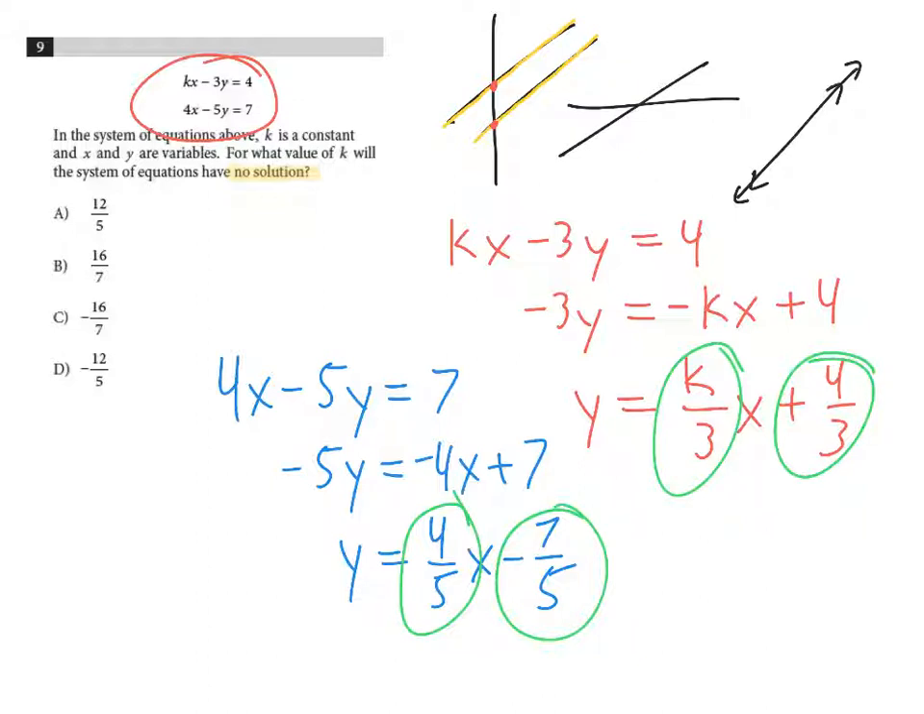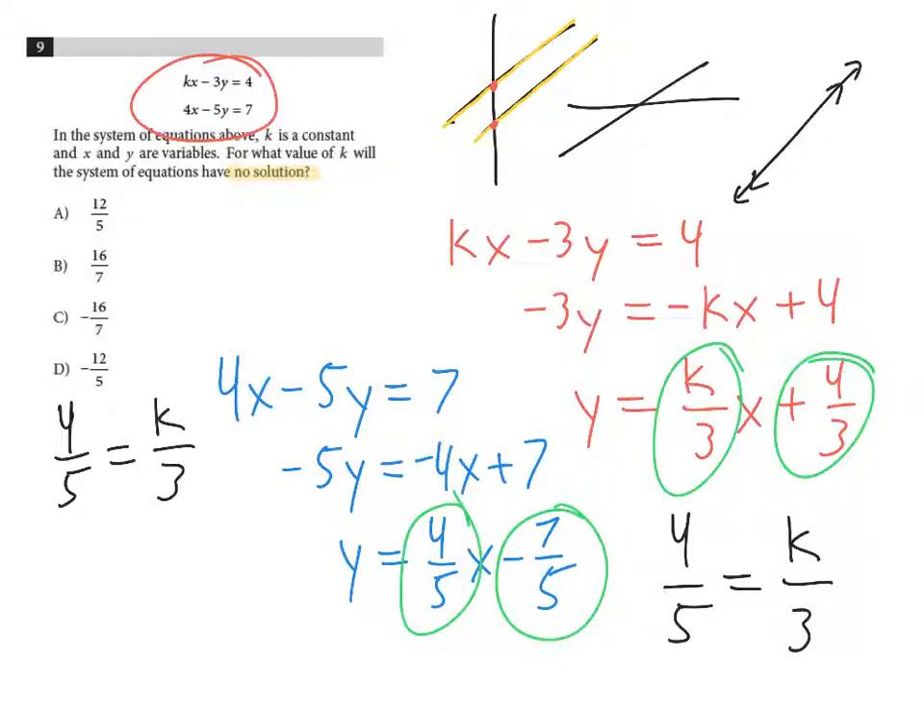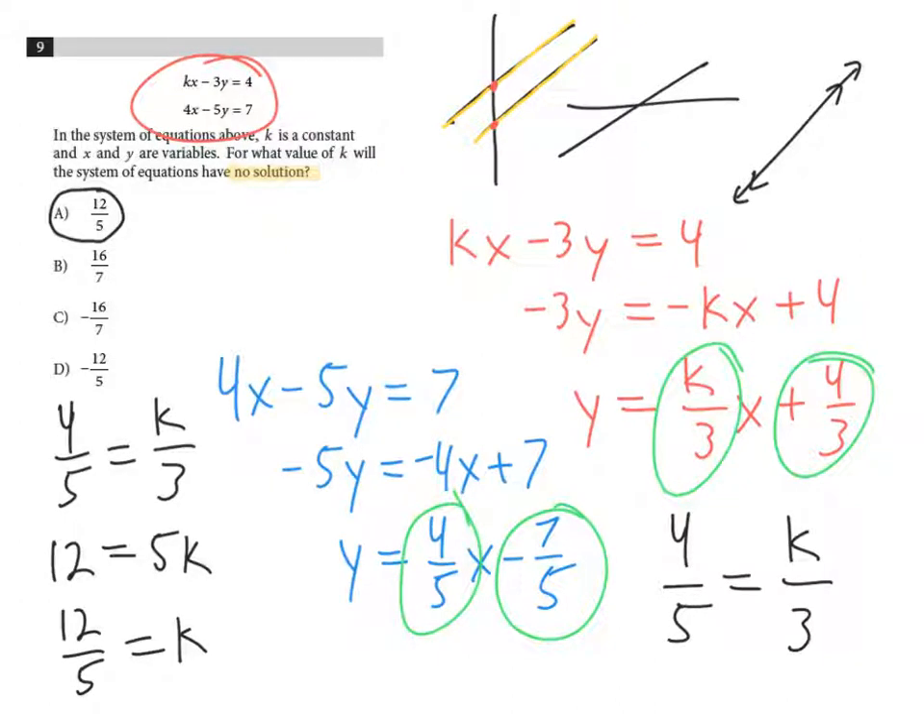So therefore, I know that 4/5 must equal k/3. Okay, well, I'm going to get a little bit of room actually. I'll do it over here. 4/5 equals k/3. If I cross multiply, I'm going to get 12 equals 5k, and divide by 5, I get 12/5 equals k. So that's going to be A for my answer.